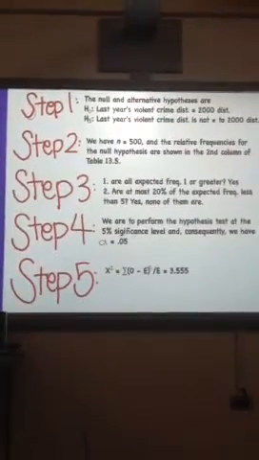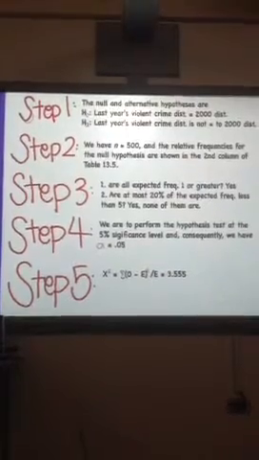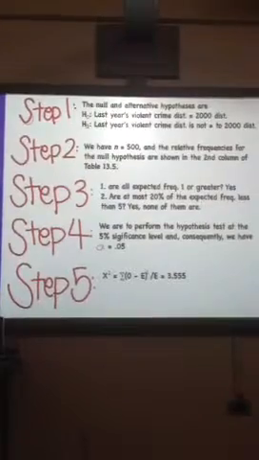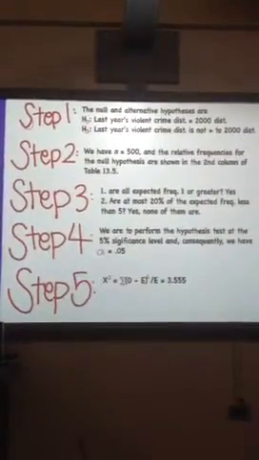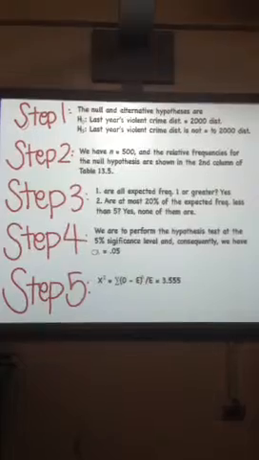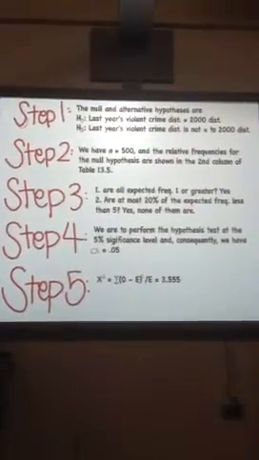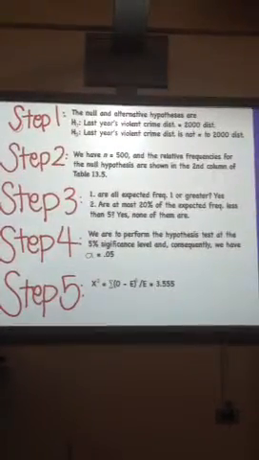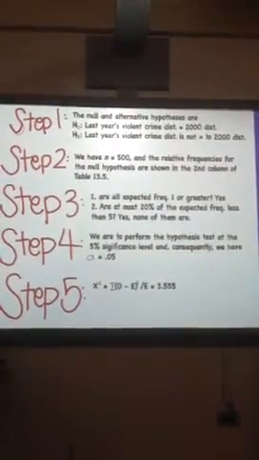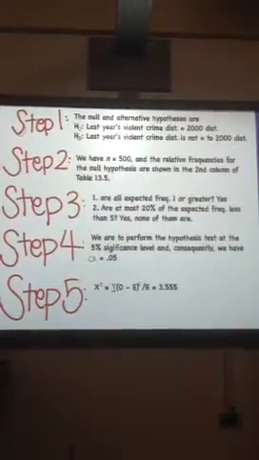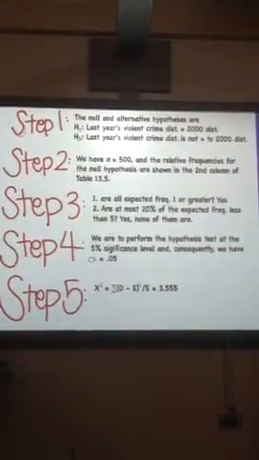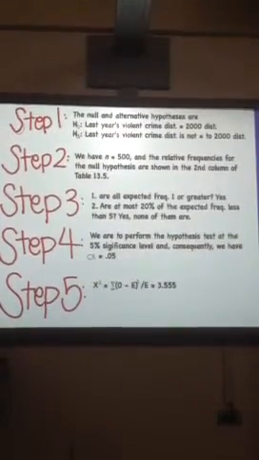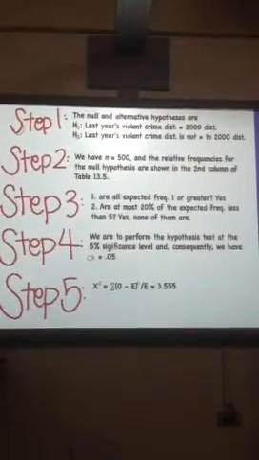Step 1. The null and alternative hypotheses are H0: last year's violent crime distribution equals 2000. HA: last year's violent crime distribution is not equal to 2000. Step 2. We have n equals 500, and the relative frequencies for the null hypothesis are shown in the second column of Table 13.5. Step 3. 1. Are all expected frequencies 1 or greater? Yes. 2. Are at most 20% of the expected frequencies less than 5? Yes, none of them are.